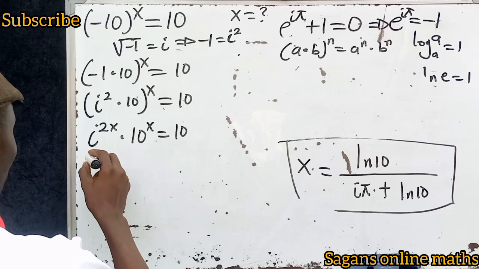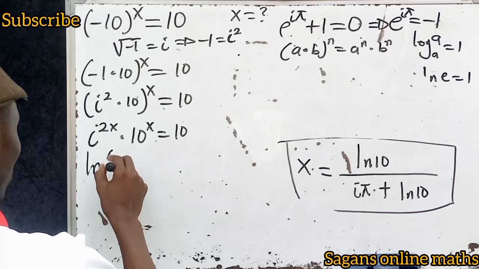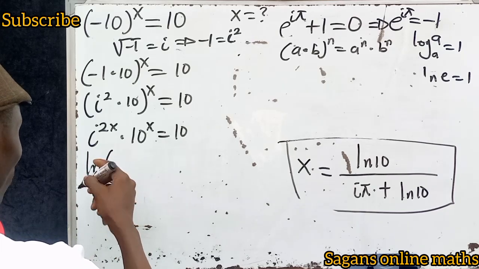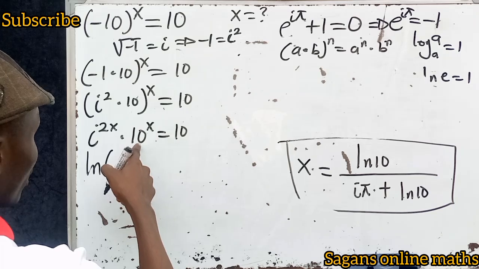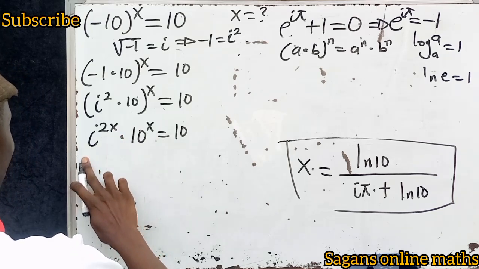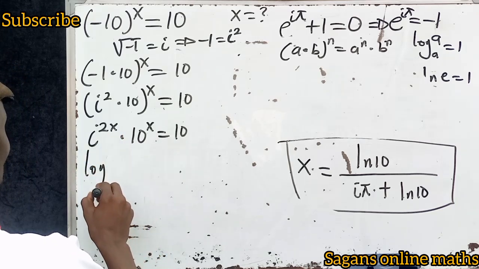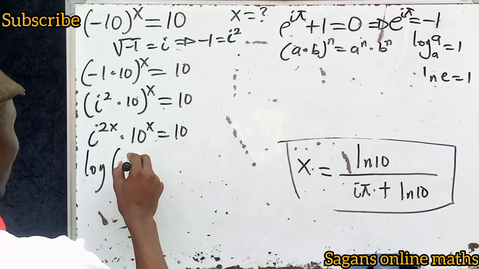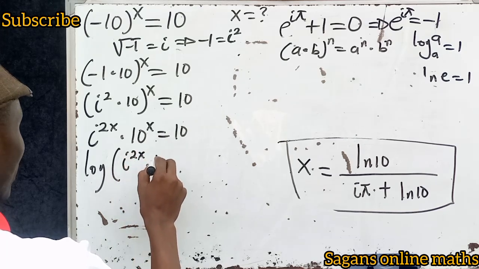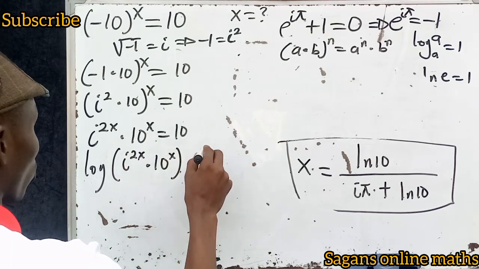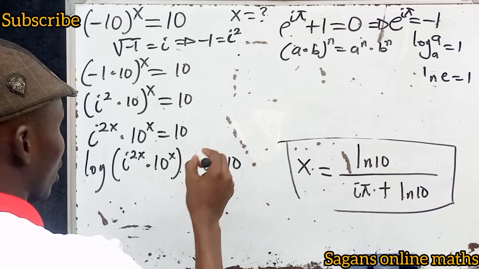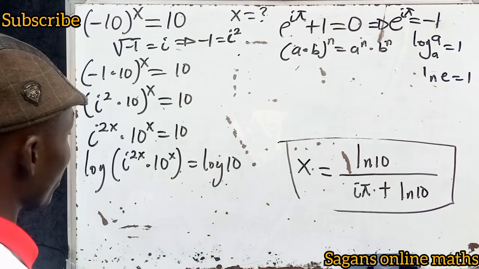So this now becomes ln, okay, or let's take log, since it's in base 10. I see that I'm having 10, so let's take log. Log of both sides: log of i to the power of 2x multiplied by 10 to the power of x is equal to log of 10, right? Wow, this is amazing, right?